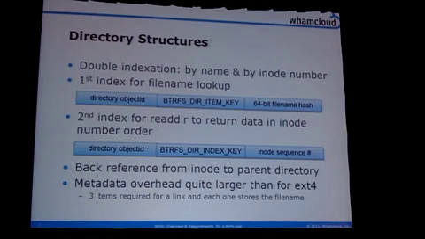So all this has a cost. The cost is 3 items for one directory entry, and each one of those items stores the file system name. So yeah, the metadata overhead is quite a bit larger than for ext4, for instance.